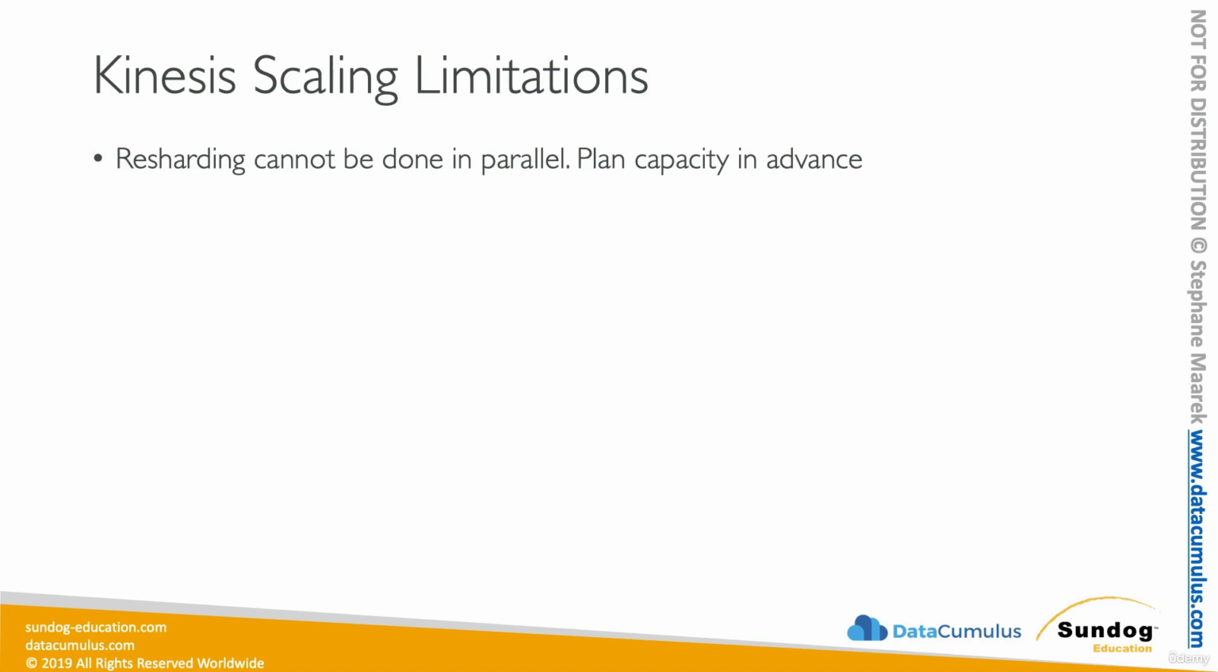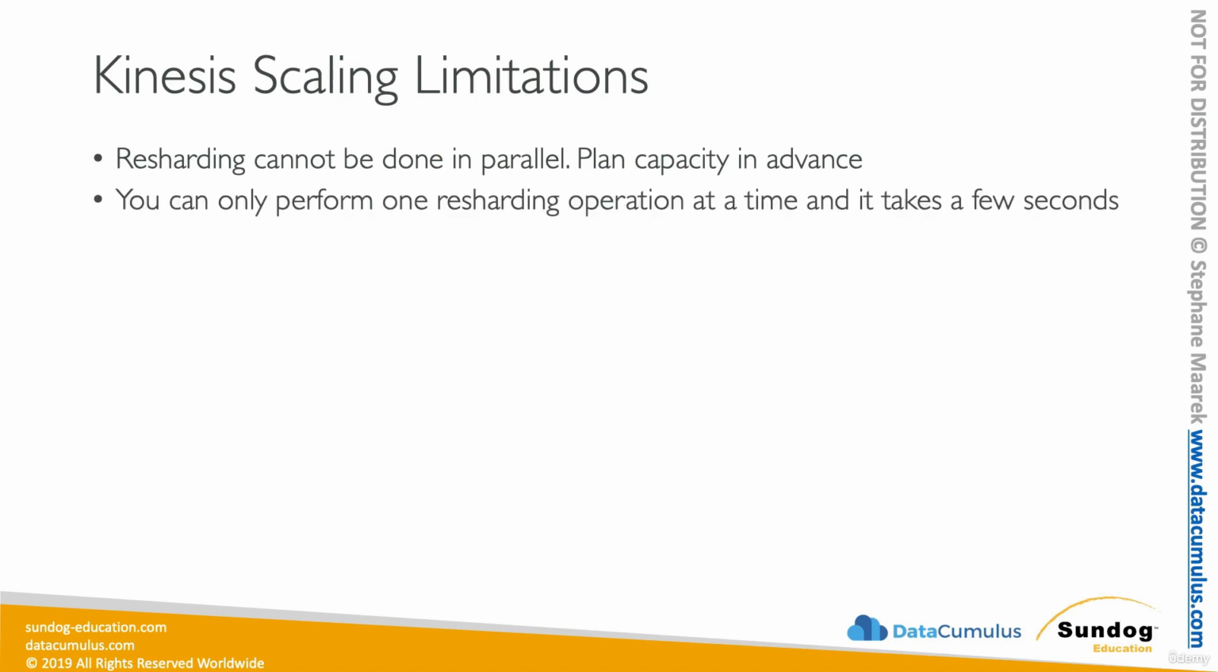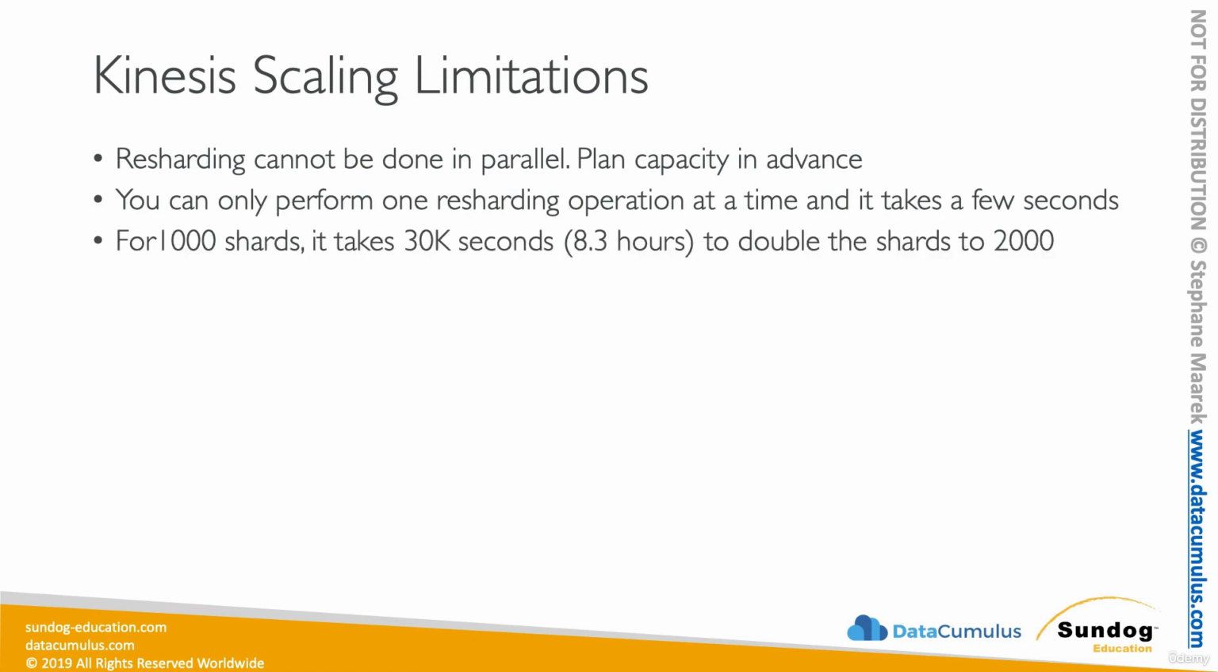So that means you can't reshard 1,000 shards at a time. That would not work. So this is why you need to plan capacity well in advance in case you're expecting some big throughputs. And you can only perform one resharding operation at a time. It takes a few seconds. So for example, if you have 1,000 shards, it will take you about 30,000 seconds or 8.3 hours to double the number of shards up to 2,000.